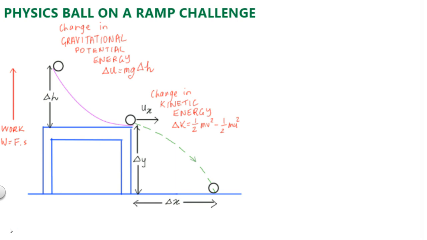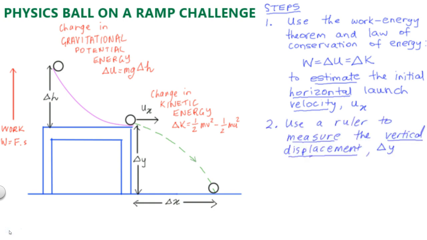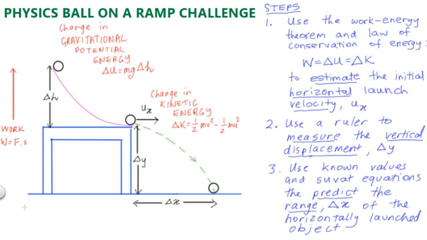Now I'll outline 3 steps for you to complete this challenge. Step 1, use the work energy theorem and law of conservation of energy to estimate the initial horizontal velocity. I'll go through this step shortly. Step 2, you'll measure the vertical displacement or the height of the table using a ruler. Step 3, use known values and your suvat equations to predict the range of the horizontally launched car.